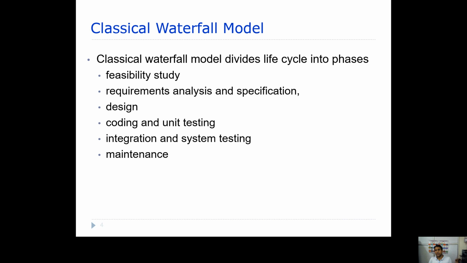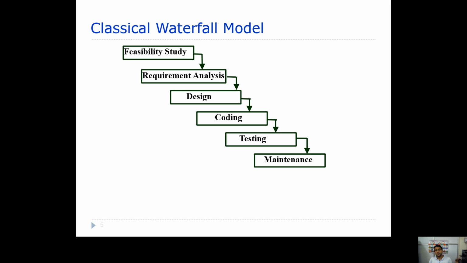So the first software development model is a classical waterfall model. So here in this model, the whole life cycle is divided into a few number of phases, and these phases are feasibility study, requirement analysis and specification, design, coding and unit testing, integration and system testing, maintenance. So we'll talk about all of them one by one.